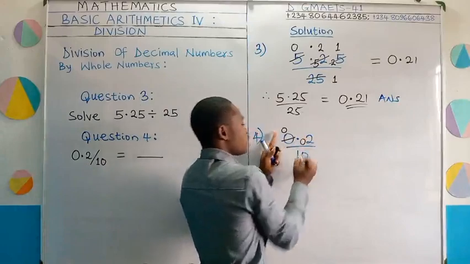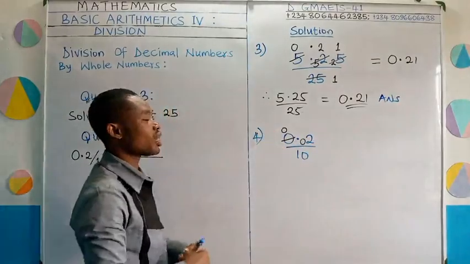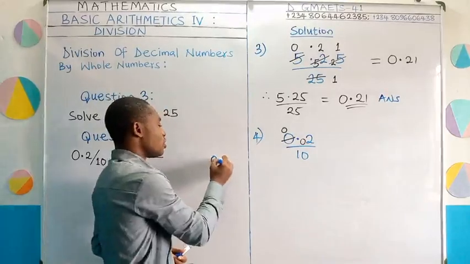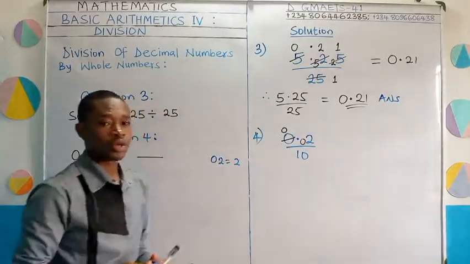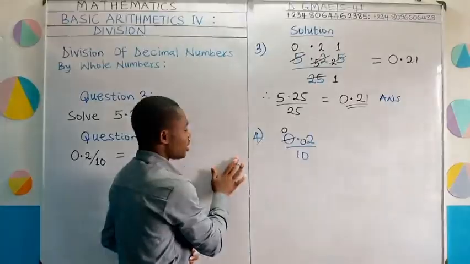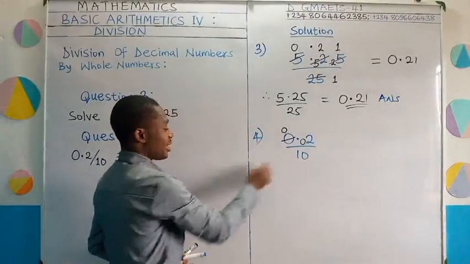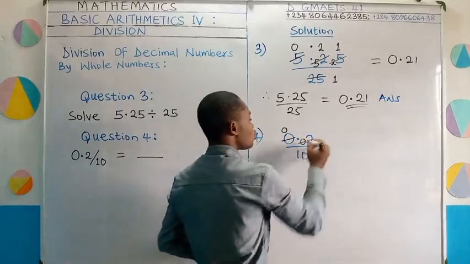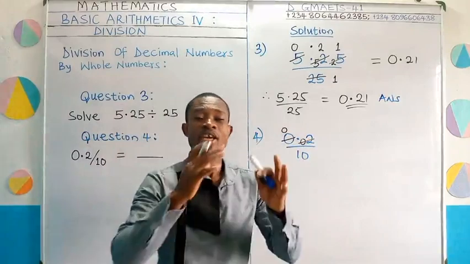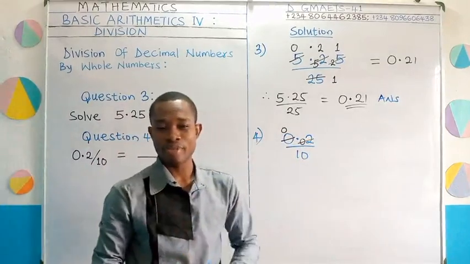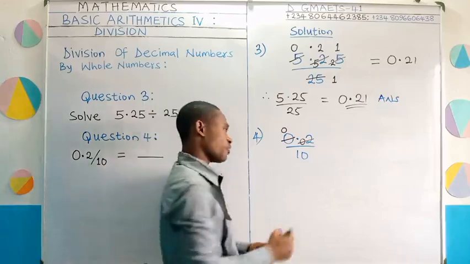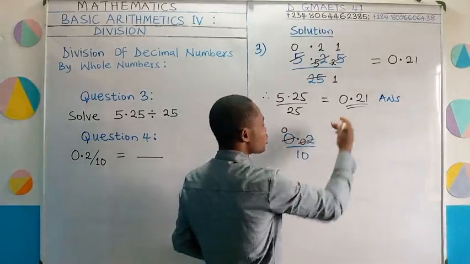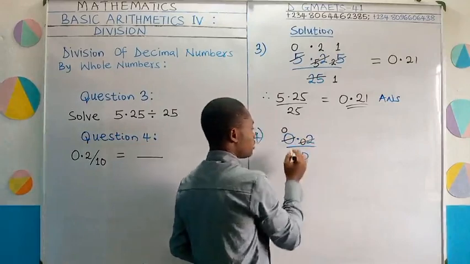Attach it to this 2. If you attach it, you get 0.2. Of course, you know 0.2 is still the same as what? 2, exactly. And so what we have there is actually 2 to be divided by 10. Is that okay? 0.2 divided by 10 is the same as 2 divided by 10. Again, a smaller number divided by a bigger number. Is it possible? Of course, the answer is going to be 0 remainder that smaller number.